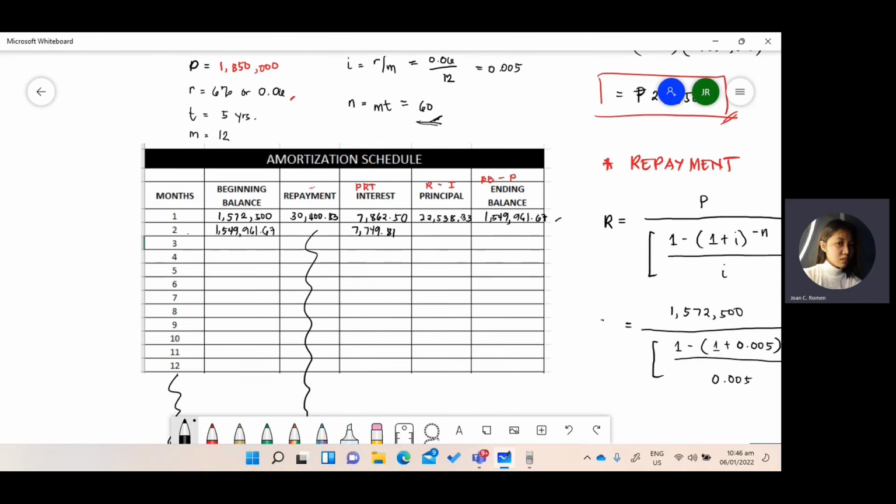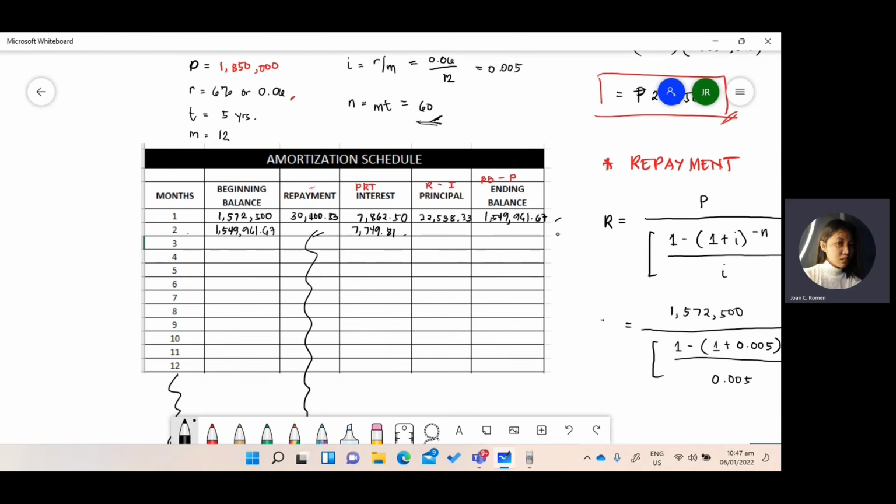7,749.81. And then, just continue the process. R over I for the principal, yung repayment mo, then minus yung interest mo for the second month, and that will be the principal. And then yung ending balance mo, yung beginning balance mo para sa second month, then minus the principal mo for second month, and that will be the ending balance.